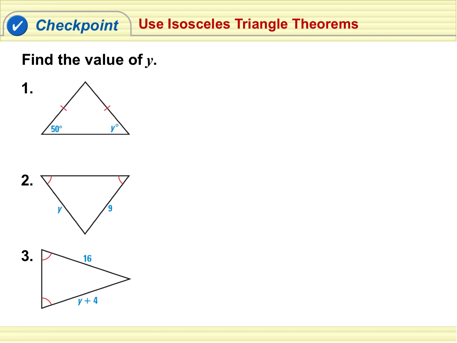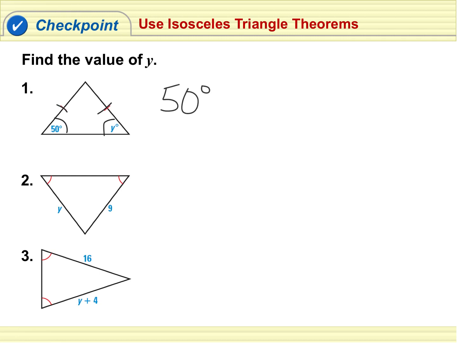On number 1, what do we know? It's isosceles. Why do we know? Because there are two congruent sides. According to the base angles theorem, if it's an isosceles triangle, what do you know about the two bottom angles? They're the same, or congruent to each other. So if this one's 50, what's y? 50.